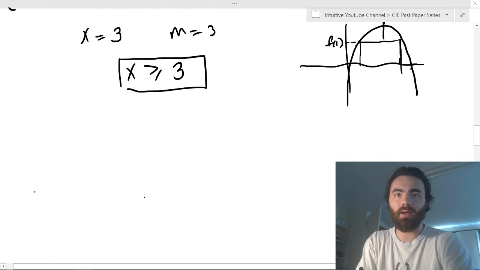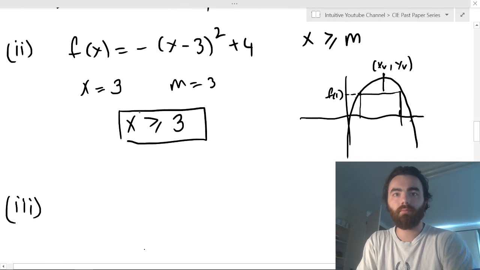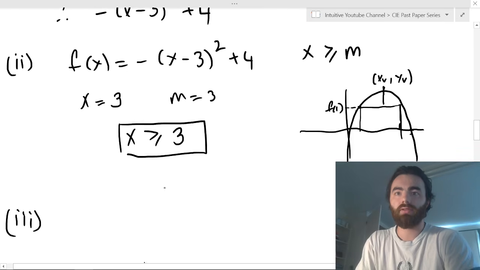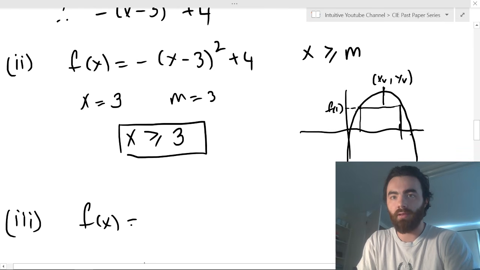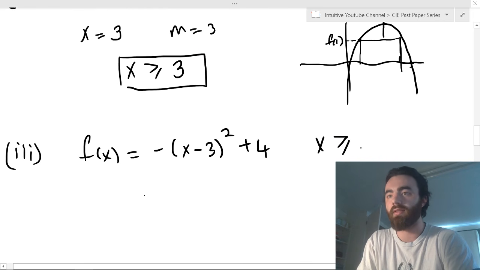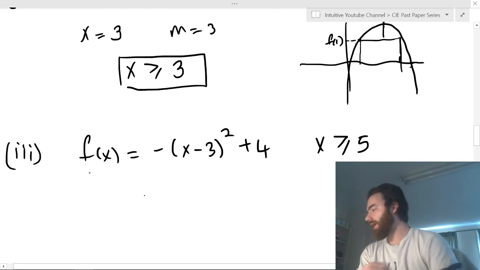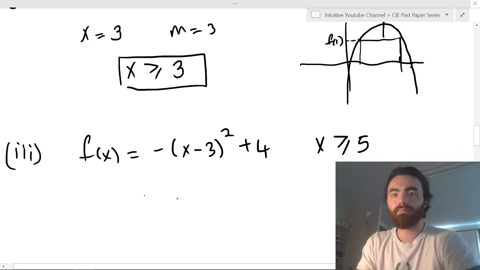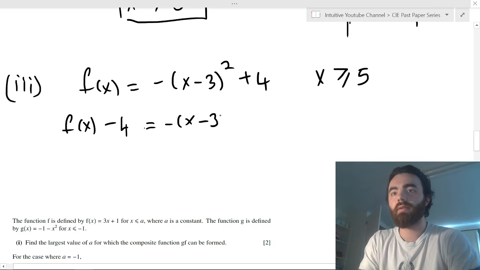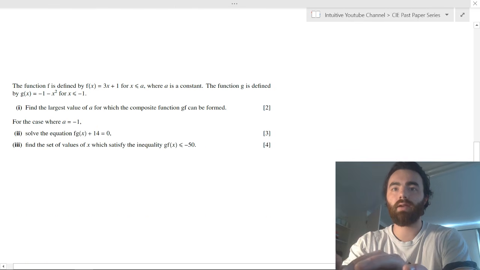And then finally, for the case where m equals 5, find an expression for the inverse of f and state the domain of the inverse. So m equals 5, so we have f of x equals, I like to rewrite them out just to make sure I know where I'm at before I start the question. Now, m is 5, so x is greater than or equal to 5. So to find the inverse, we're going to go f of x minus 4 equals minus x minus 3 squared.